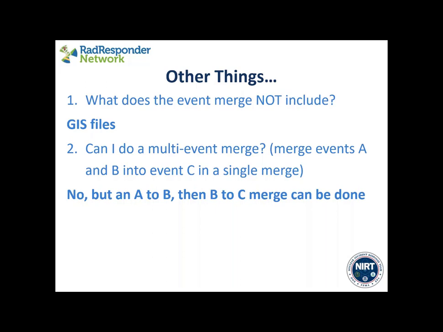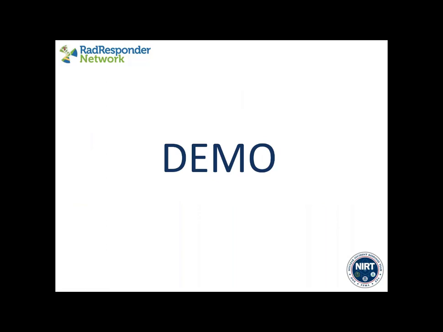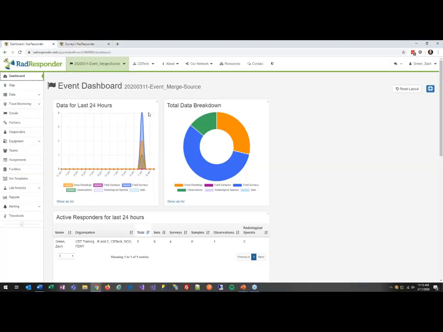So you can have multiple source events that feed into one destination. That won't be a problem, but each of those has to be done as a separate approval process. Okay, so let's now take a look at a demo of doing an event merge.